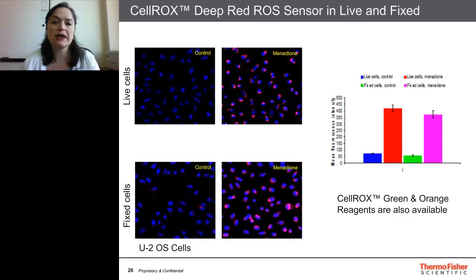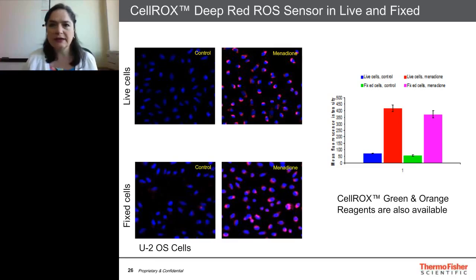And what you see in the bottom panel is that that signal is retained if you want to fix your cells afterwards, which makes it convenient to do a live cell imaging experiment and then fix it and retain the signal. And this is a far red sensor, which is nice when you're working in tissue or other things that the green channel is being used. But they're also available in green and orange wavelengths as well.